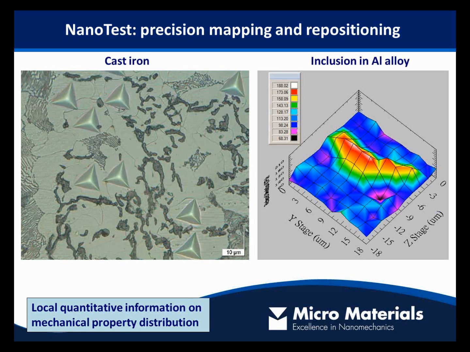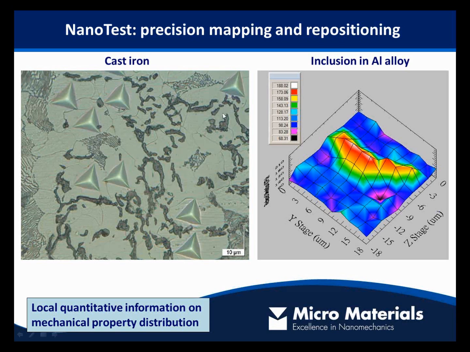So you can set that up in a single experiment and go away and come back, and the instrument will automatically have positioned all the indentations exactly where you want. Equally, if you're interested in properties potentially on a much finer scale, you can produce a grid of indentations, and you can set these up automatically.